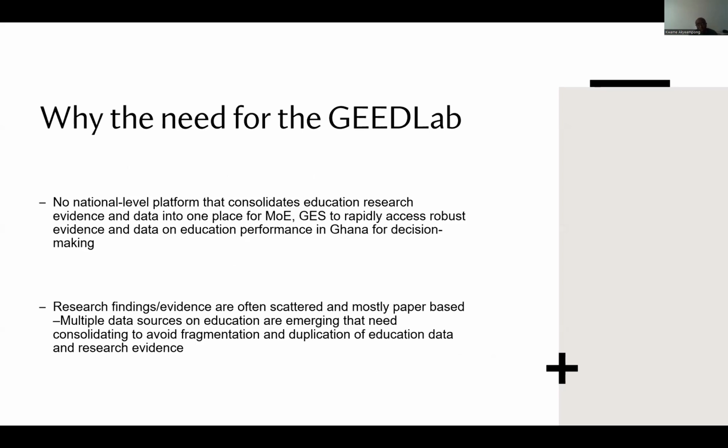So why was there a need for what we call a GID lab in Ghana? And I think this is quite typical of many low-income countries, particularly in Africa. In Ghana, we found that there wasn't a platform where we can consolidate education research, evidence, and data in one place in the ministry for it to be accessed very rapidly and to inform decision-making. If you went into the ministry or the Ghana Education Service, you could not find a place where you could ask, what's the latest evidence that is coming? How do policymakers access this? We also found that research findings are often scattered and mostly paper-based. Multiple sources of education data are emerging, but they are not being consolidated, so we are not avoiding fragmentation and duplication of education data and research evidence.